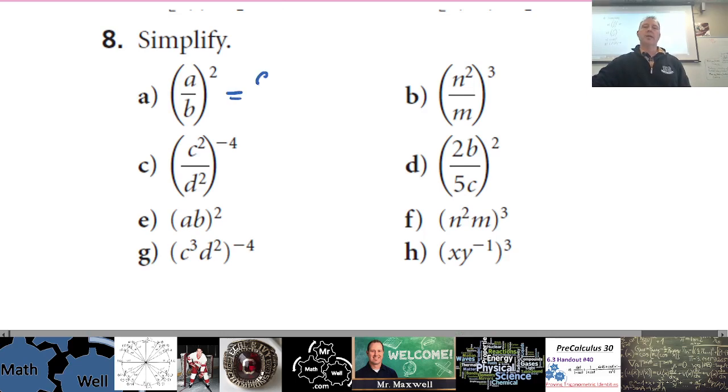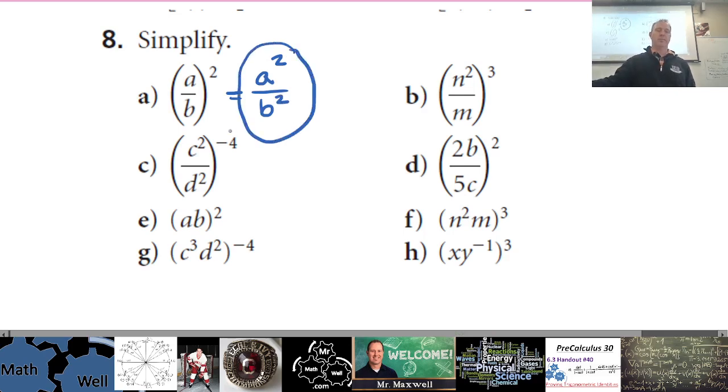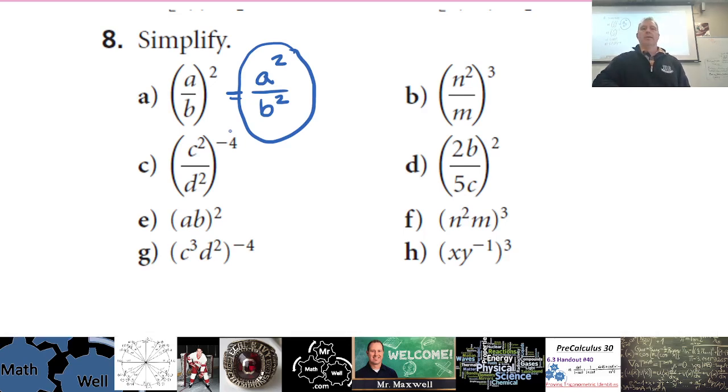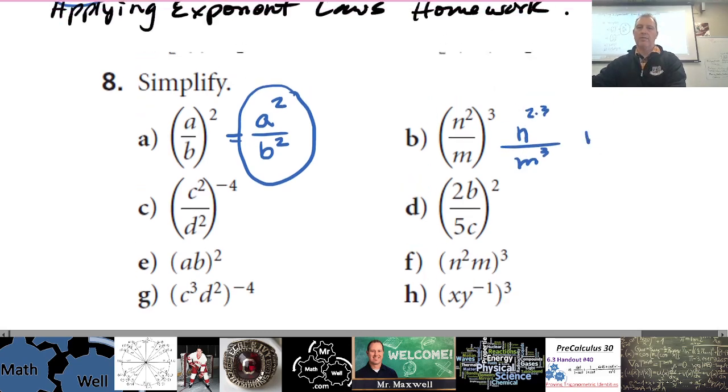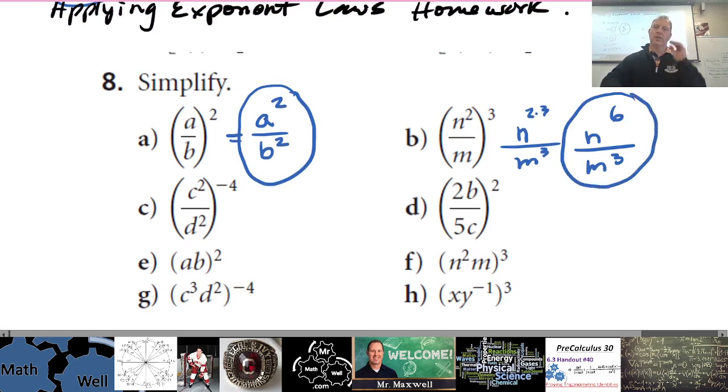So this is a squared over b squared. Positive exponents, got rid of our brackets. So getting rid of brackets is another way to know that you've simplified. Brackets gone. Okay, b, so this is going to be n to the 2 times 3 and m to the 3. So this is going to be n to the power of 6 over m cubed. No brackets, positive exponents, done.